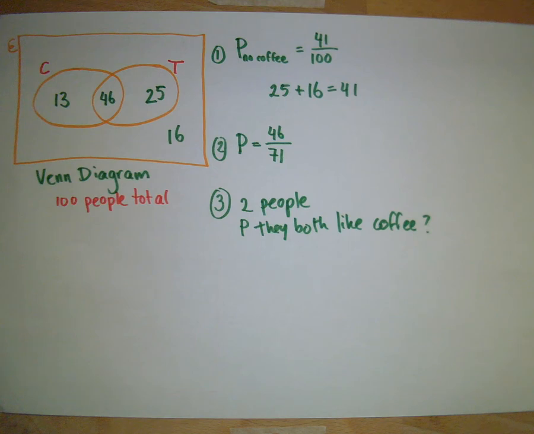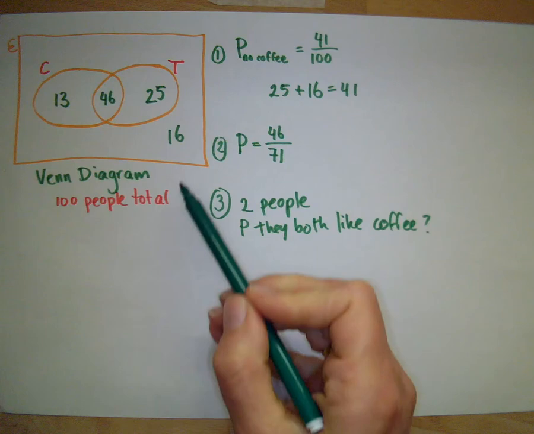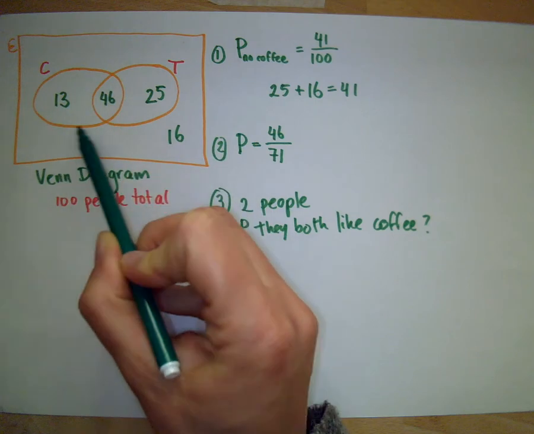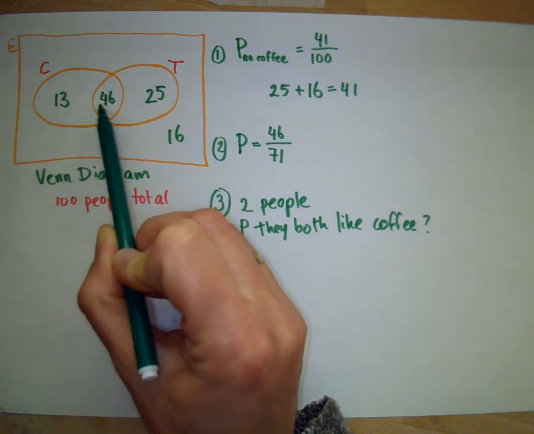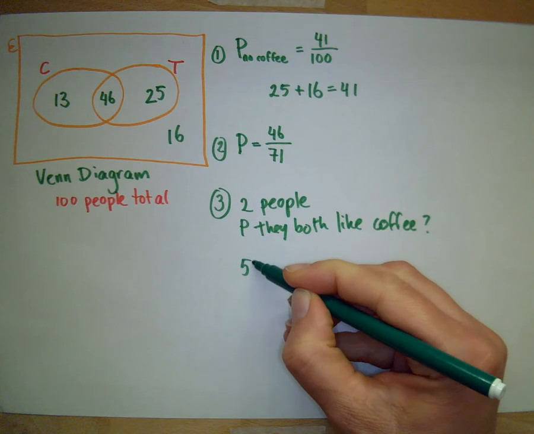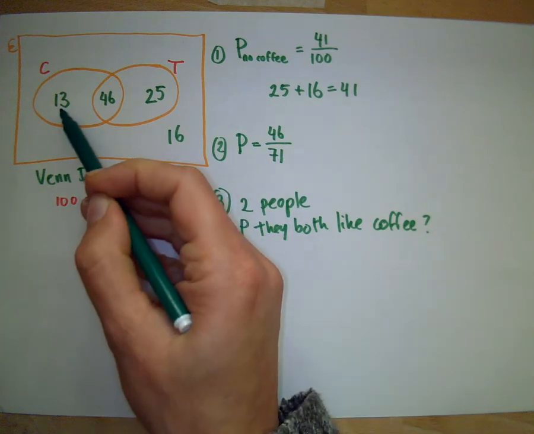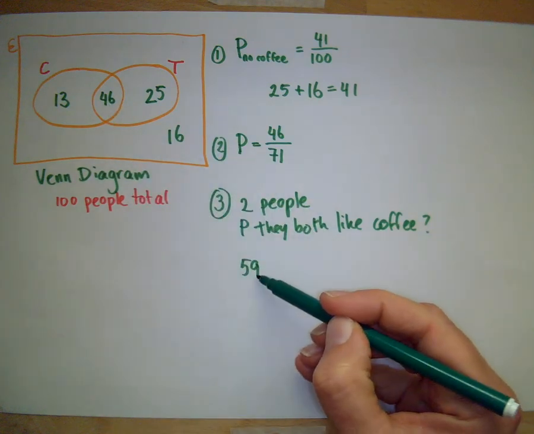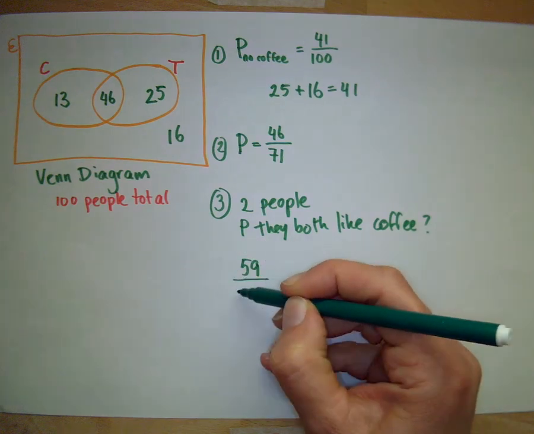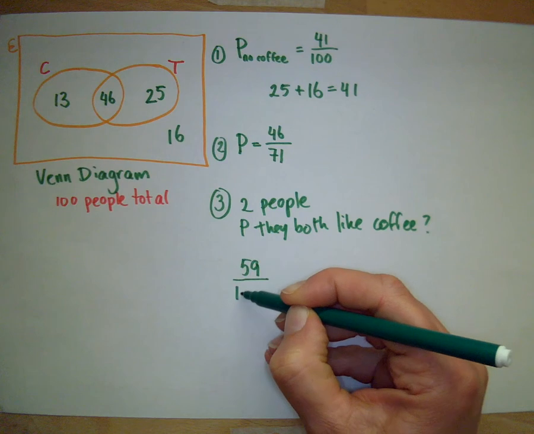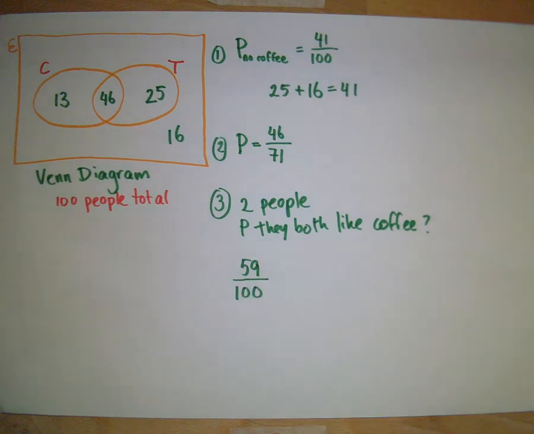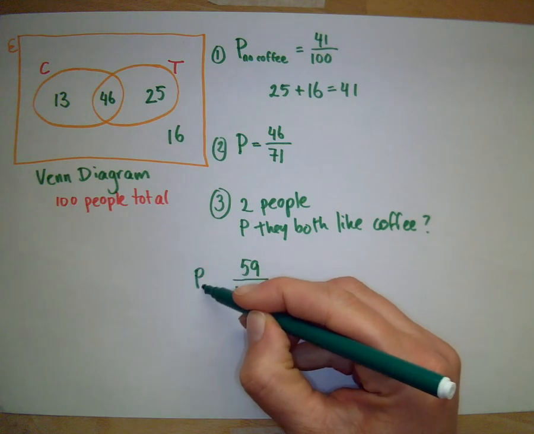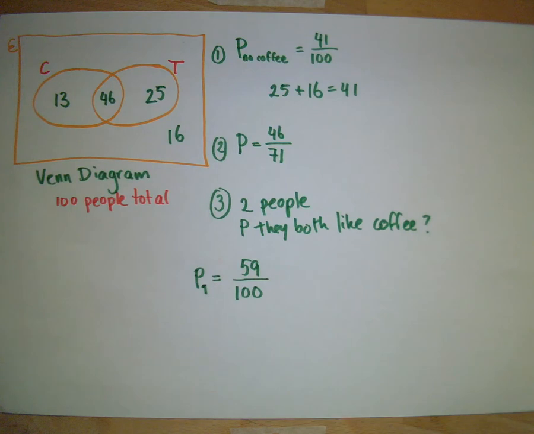Well, let's figure out the first person. The first person we pick out is a coffee lover if they are inside this bubble. So we have a total of 59 coffee drinkers, right? These 13 people that only drink coffee, the 46 that drink coffee and tea. Added together, that's 59 people, and we're picking them out of a total of 100 people, right? So that is the probability that the first person we pick likes coffee.